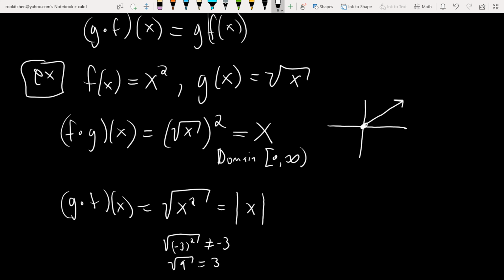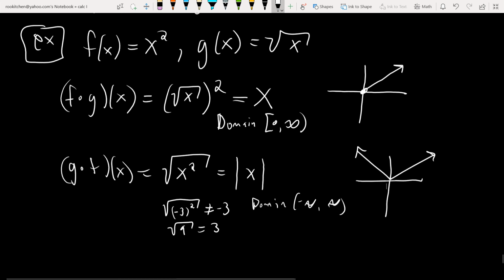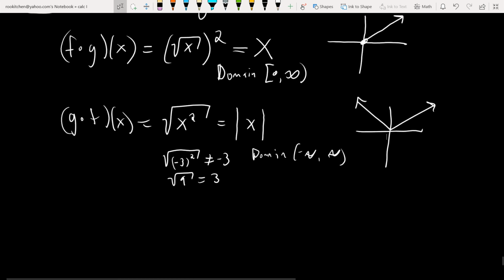Okay? And in this case, the domain is all real numbers. Okay? You can put anything into that thing, and there's not going to be an issue. There's no radical or anything like that. So these two guys are not the same. In particular, you can graph this thing. The absolute value of x looks like this. Okay. So no, composites are not necessarily ever going to be equal.